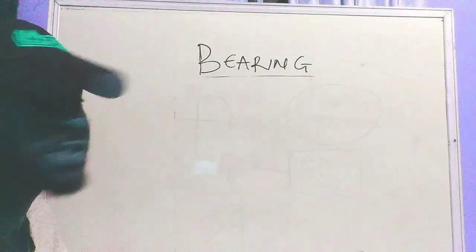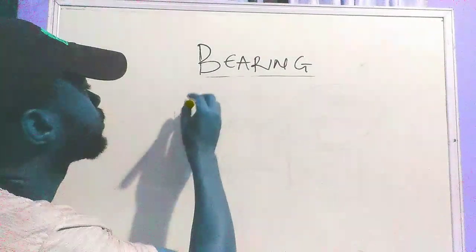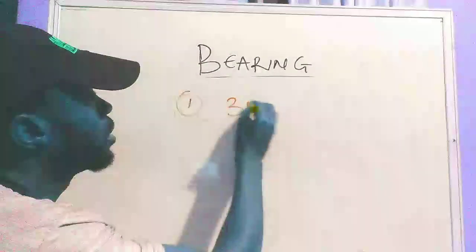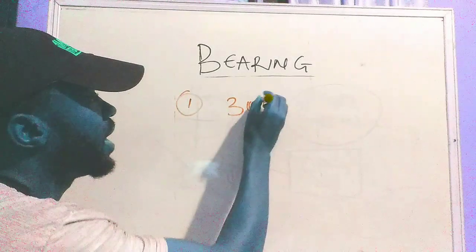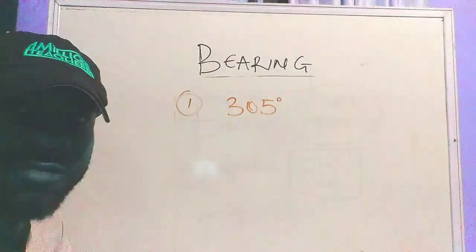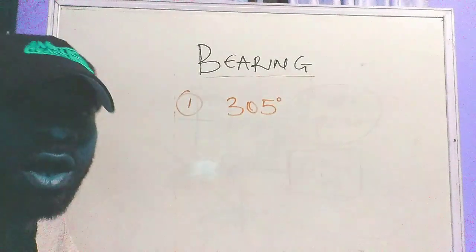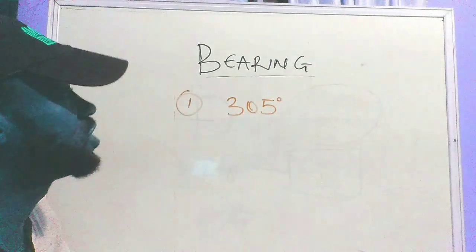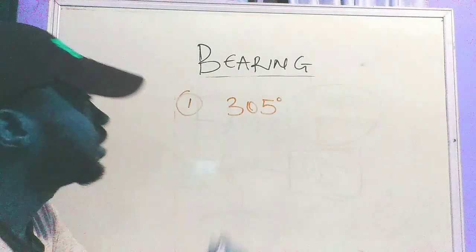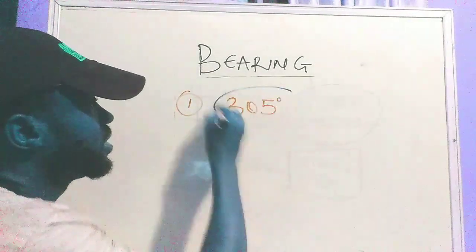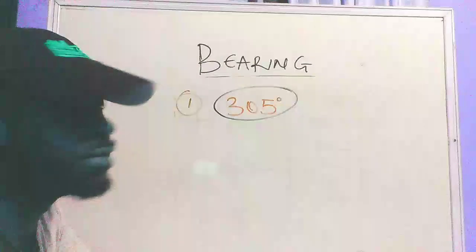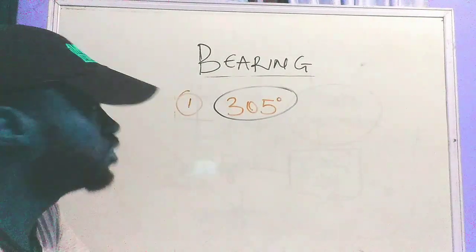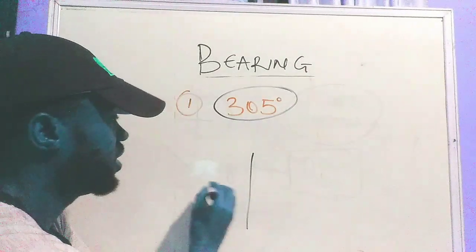So let's look at this. If you are given, let's say, 305, and you're asked to convert this to a compass bearing, the first thing you must do is to put this in a diagram. We know that this is a three-figure bearing, so we want to convert this to compass bearing. How do we do that? We put it in a diagram.